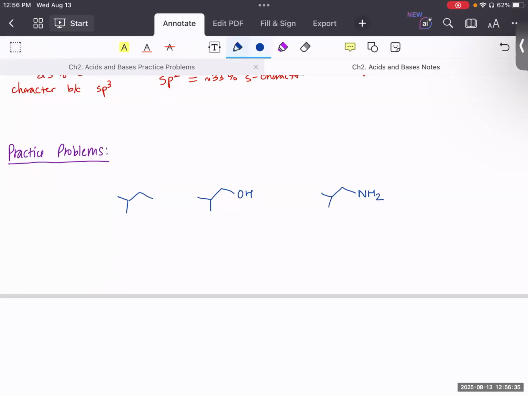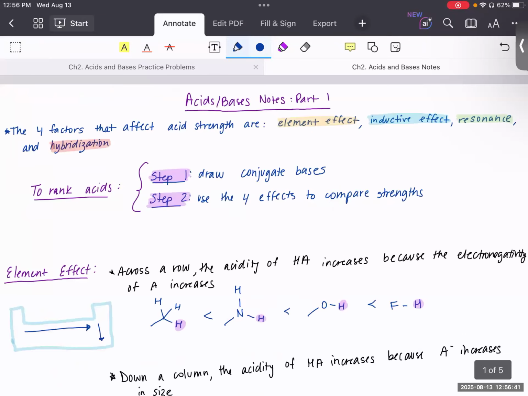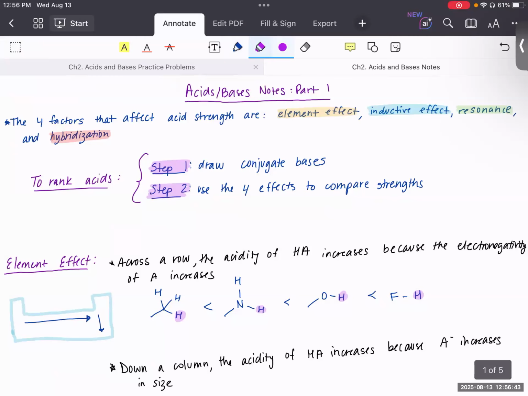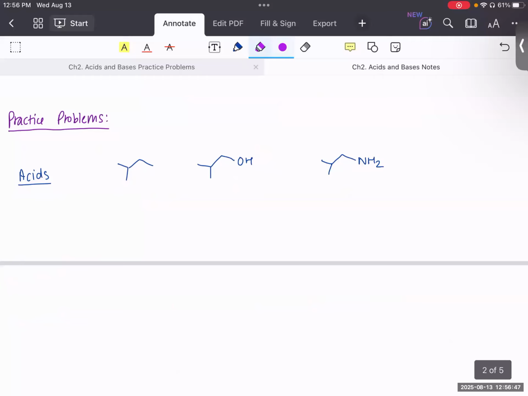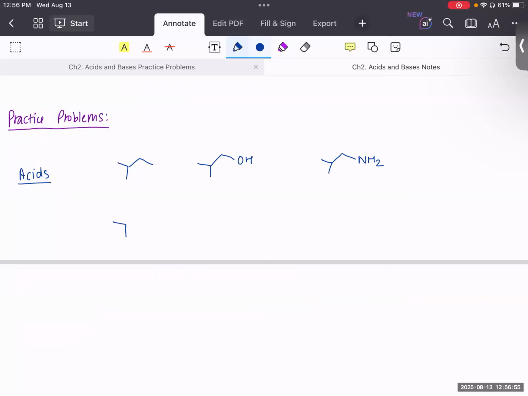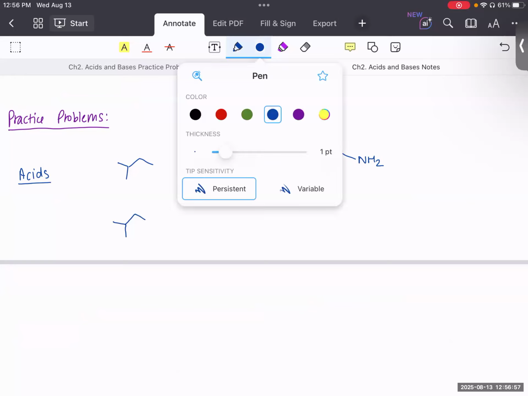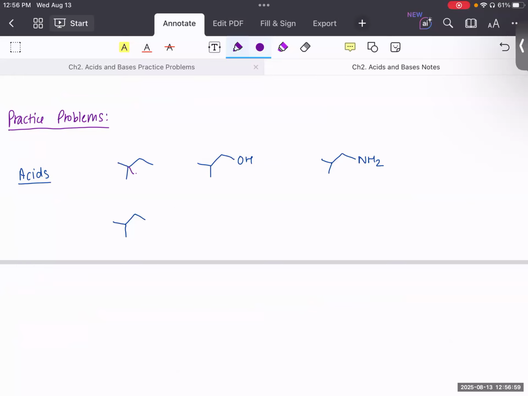And so these are going to be our starting acids. Based off of the steps that we discussed up here, our first step is to draw out those conjugate bases. So we're going to identify the most acidic hydrogen on all of these. We have this hydrogen right here on this first one, so we'll replace that hydrogen with a negative charge.